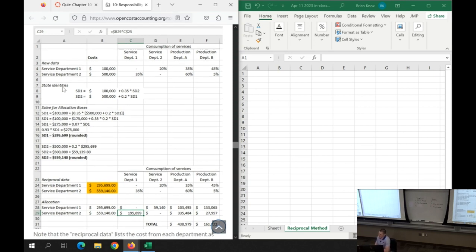The first thing we have to do, which is sometimes the step where people get themselves reversed in what they're doing, is state the identities. We need a system of equations that we're going to solve for. Let me step back for a second. What we're trying to solve for is the allocation basis.